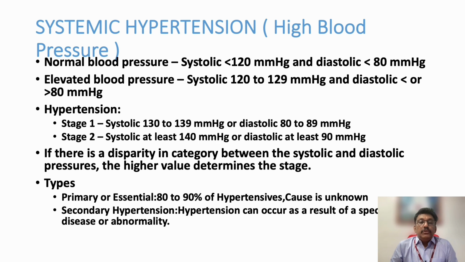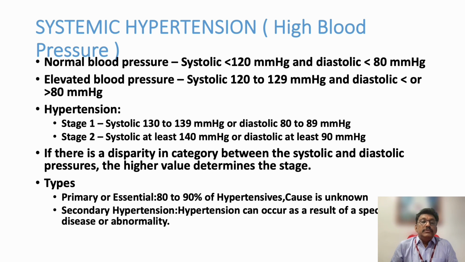Elevated BP means systolic BP 120 to 129 or more than that. Even if it is very high, we can call it elevated BP only. But 120 to 129 in most patients will be taken as mildly elevated BP. If only systolic BP is elevated, we call it systolic hypertension. Sometimes even diastolic BP can be elevated. Then it can be diastolic hypertension.